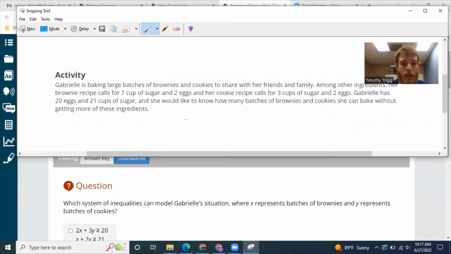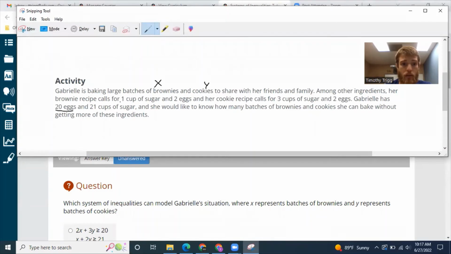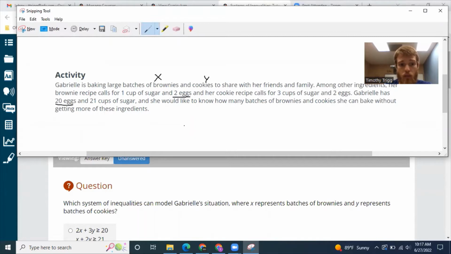So if we think about the 20 eggs, let's think about the brownies as x and the cookies as y. Let's start with the eggs. The brownies call for 2 eggs, so for each batch of brownies, it's 2 eggs times the number of batches of brownies, plus the cookies, similarly, also 2 eggs, so 2 eggs times the number of cookie recipes.